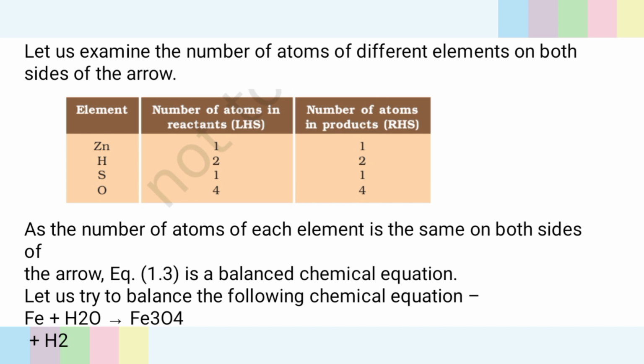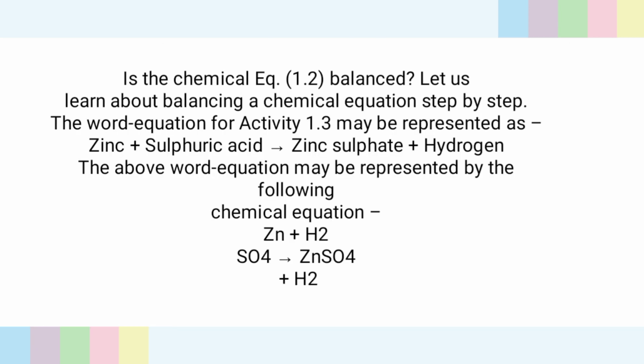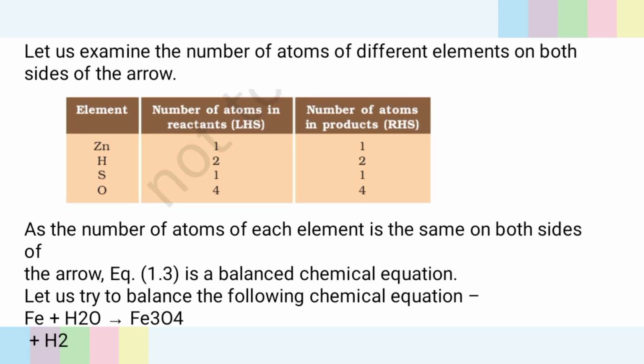So the number of atoms on the reactant side, that is the LHS, the left hand side, and the product side, that is the RHS, the right hand side. We saw Zn on the reactant side, 1 atom of Zn, and 1 atom on the product side. So the atoms of zinc are balanced. Let us come to the next atom, that is hydrogen, H2SO4. In the sulfuric acid we find 2 atoms of hydrogen, and again the hydrogen gas that evolved, that is H2.